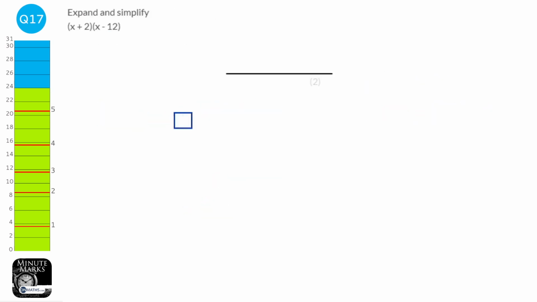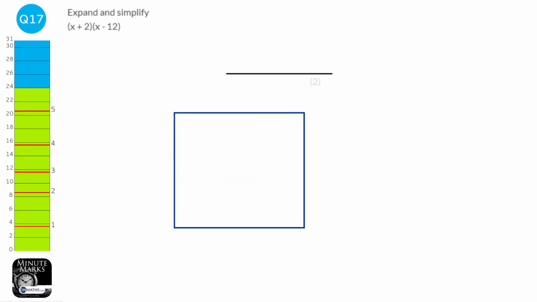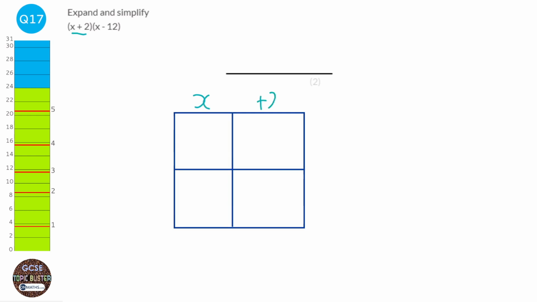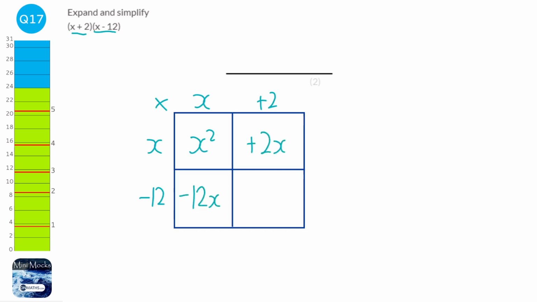I'm going to start by doing a multiplication grid. And we're going to be multiplying the algebra together. So we're going to do the x plus 2 at the top, and then the x and the minus 12 down the side. Multiply them together, so x times x is x squared, x times 2 is plus 2x, x times minus 12 is minus 12x, and then minus 12 times positive 2 will be minus 24.